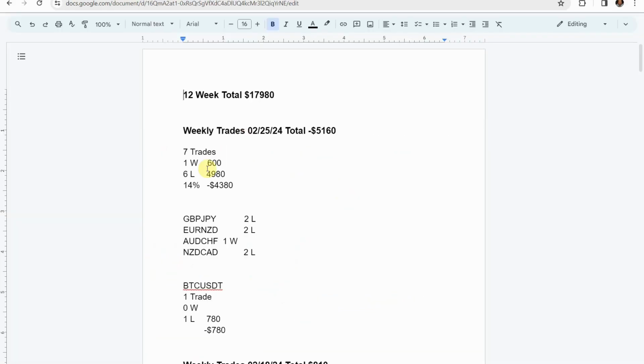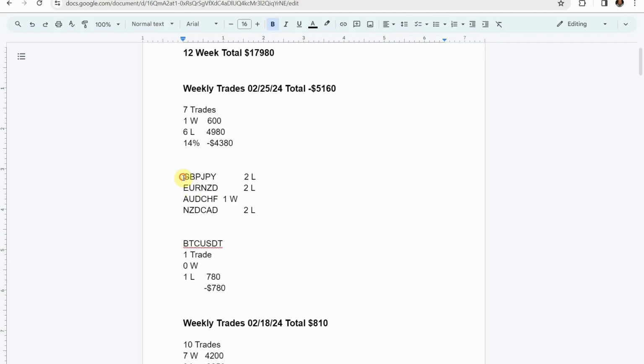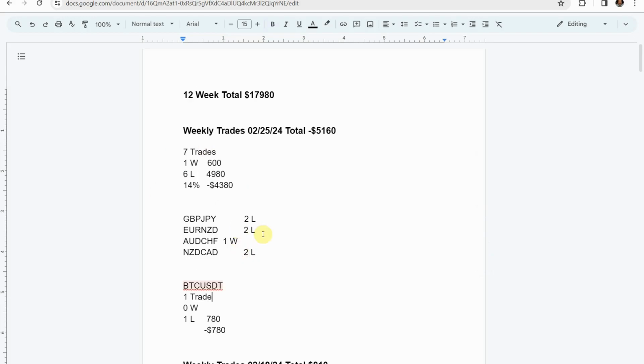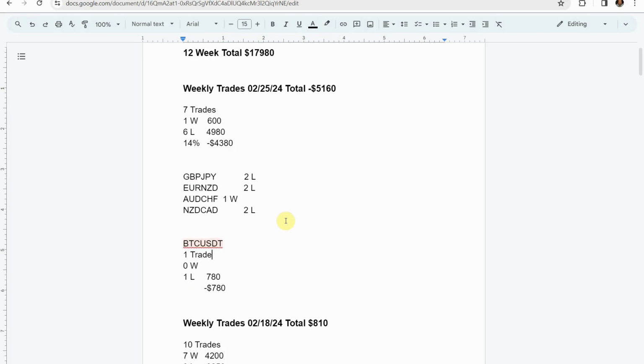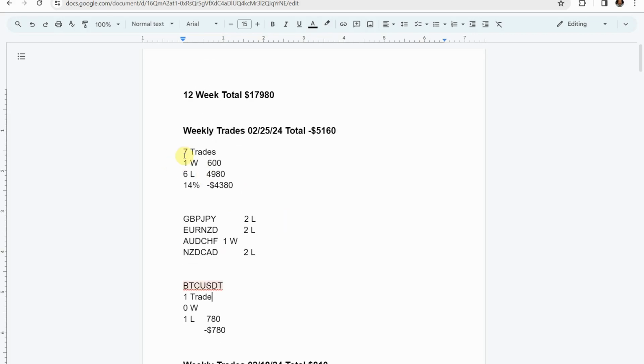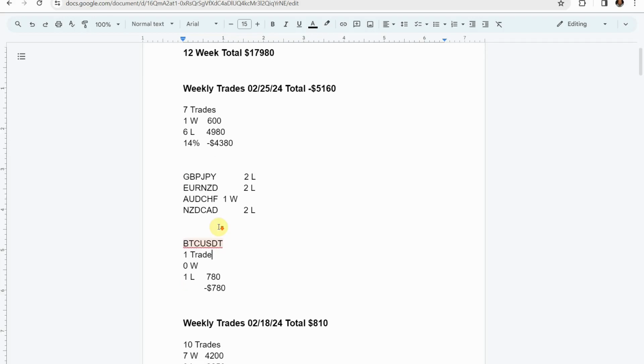Let's go ahead and look at our weekly trades here. And so this is using the Academy of Forex Indicator on these 4 Forex pairs, this one crypto coin. This is on the 30-minute time frame. Each week we keep track of the signals that it would have given us. And so for this last week, we had 7 trades altogether. We had 1 winning trade, 6 losing trades. That would have put us at a 14% win rate.